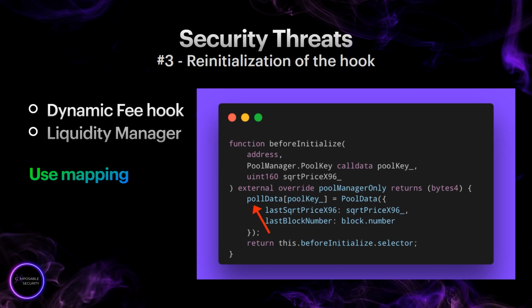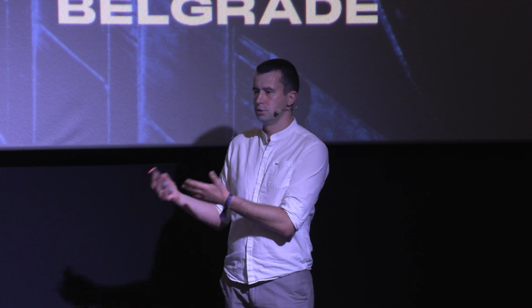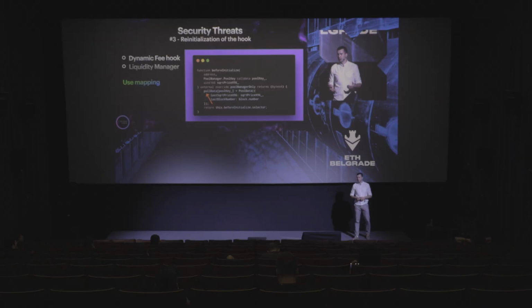So what's the solution for that? Well, you should either make sure that your hook can be used only by one pool. So you can simply have some kind of initialized storage variable that you set to true on the first initialization, and then you revert when you try to initialize a new pool. Or simply you can use a mapping so that you can store data for each pool in a separate struct.